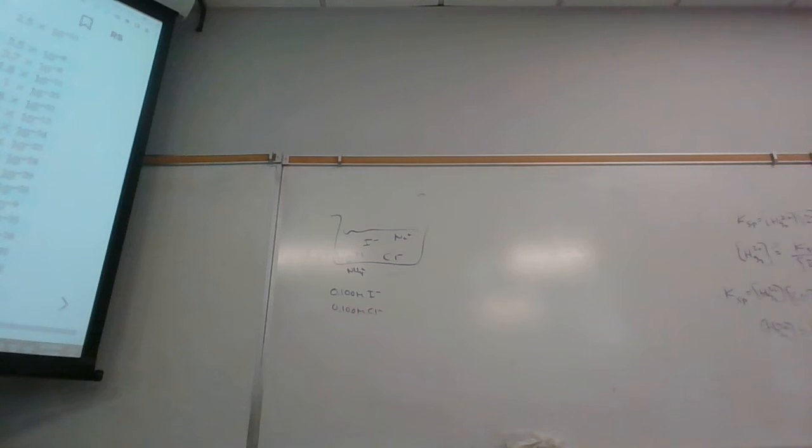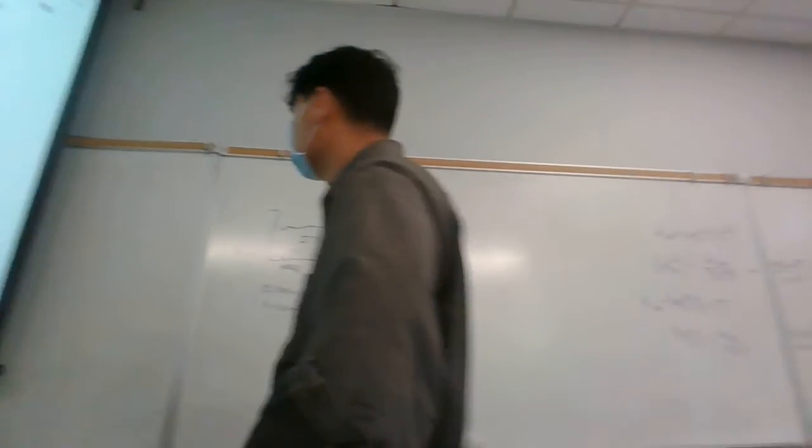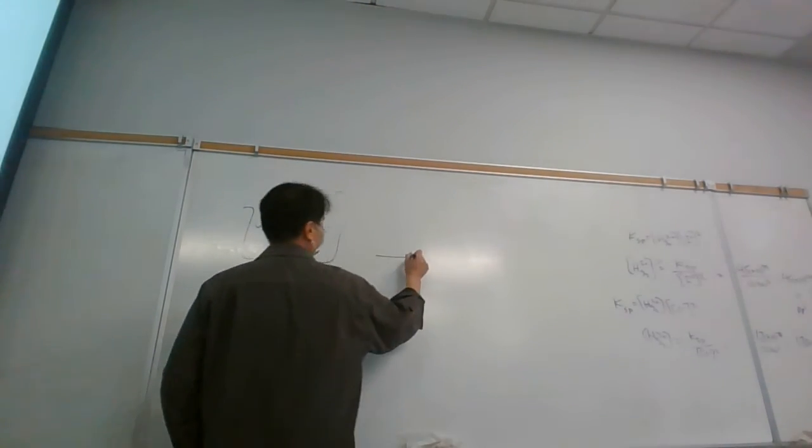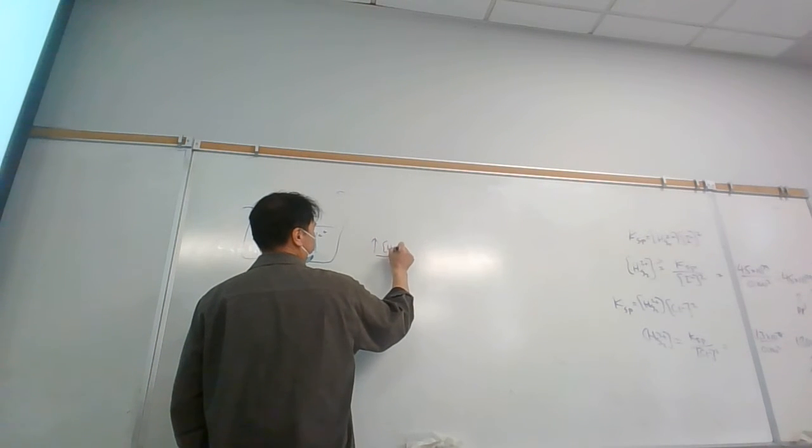The one that precipitates first is the one that requires less. This one only requires 10 to the minus 27 moles per liter. This one requires more, 10 to the minus 16. So we start off with 0 mercury, and then we increase it. This is going to be very difficult to do because the concentrations are so small. But in theory, we can increase the concentration of mercury.